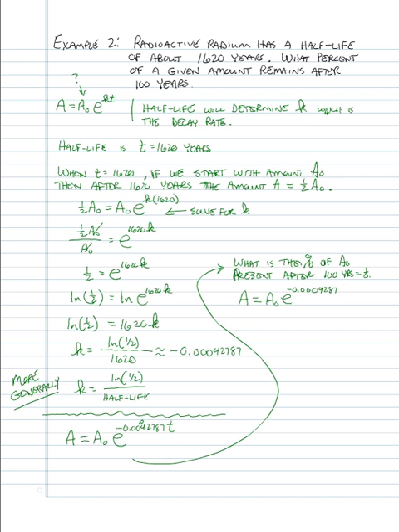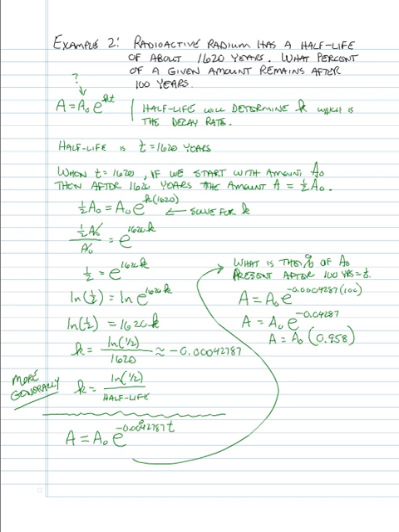0.0004287, but our t value is 100 years. And so we have A is equal to A naught times e to the power negative 0.04287 after we multiply with 100. And that's going to tell us then that it's A naught times, when I calculate that with my calculator, about 0.958.